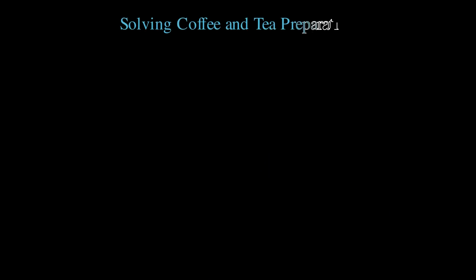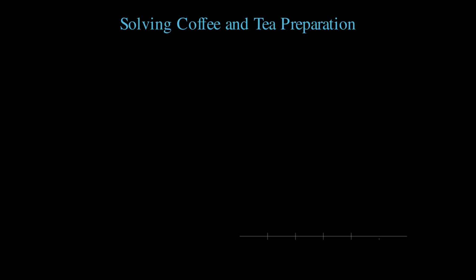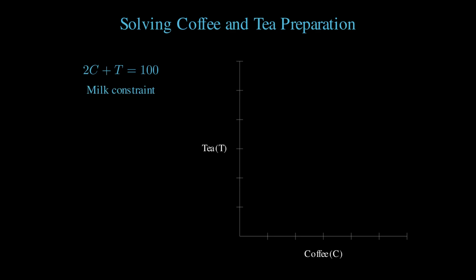Imagine you are organizing a festival and need to prepare coffee and tea efficiently. But how do you decide how much of each to make? Let's explore this real-world scenario. We start with two key constraints. First, the festival has limited milk, captured by the equation 2 cups of milk for every cup of coffee plus 1 cup for tea, to reach a total of 100 units of milk.